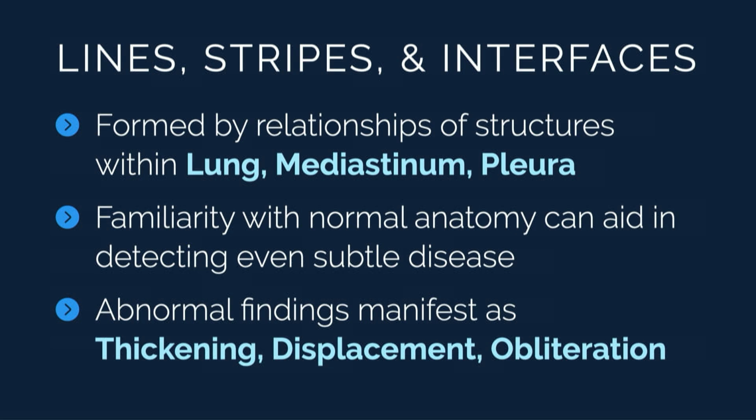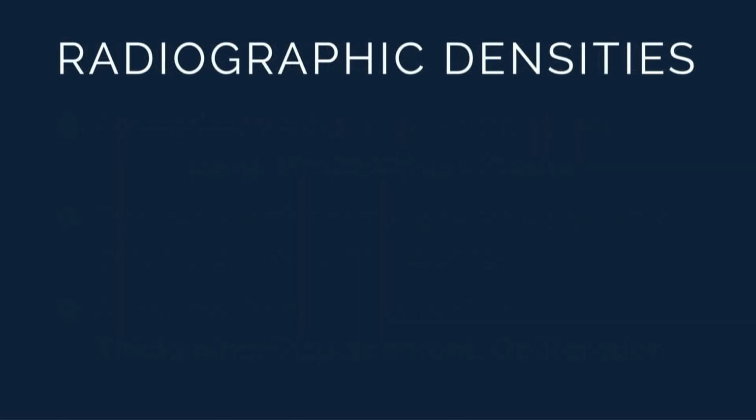And abnormal findings of line stripes and interfaces will manifest as thickening of these line stripes or interfaces, displacement, or obliteration. And probably the last item, the obliteration, can be challenging because, as the old saying goes, it's hard to see what isn't there. And so you really have to be familiar with what should be there.